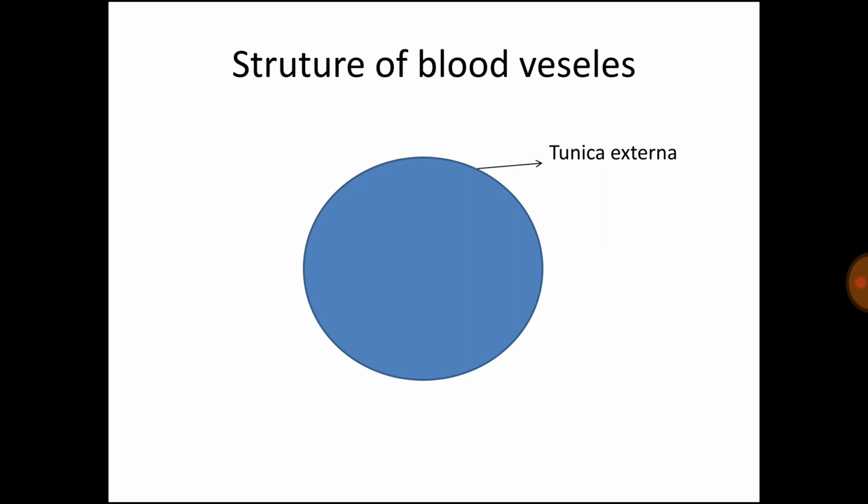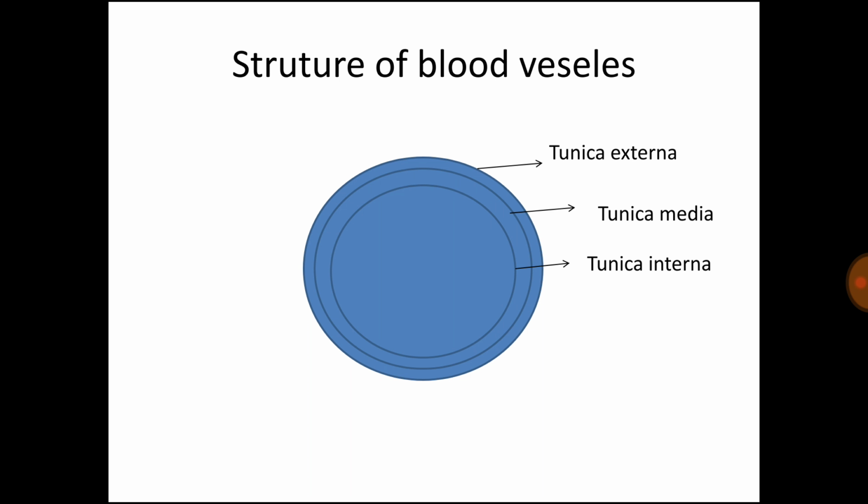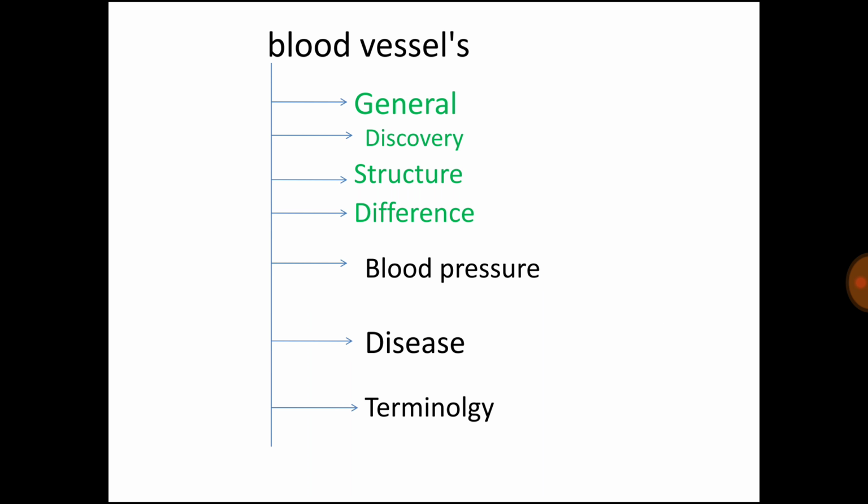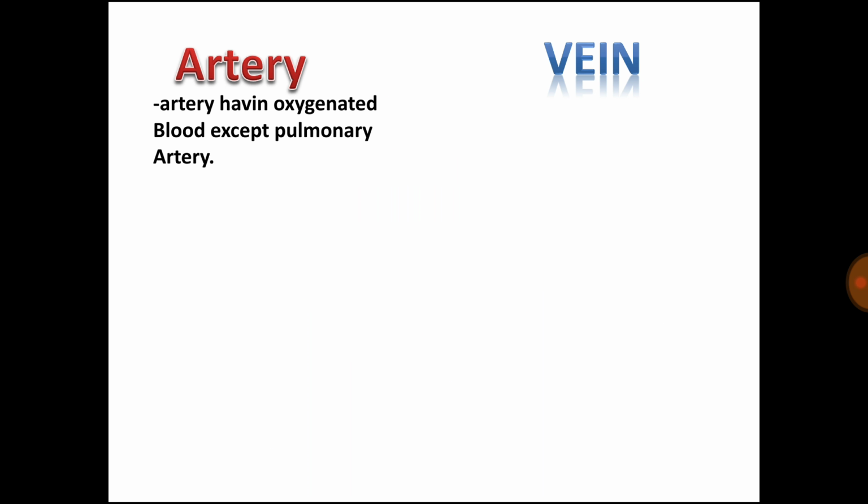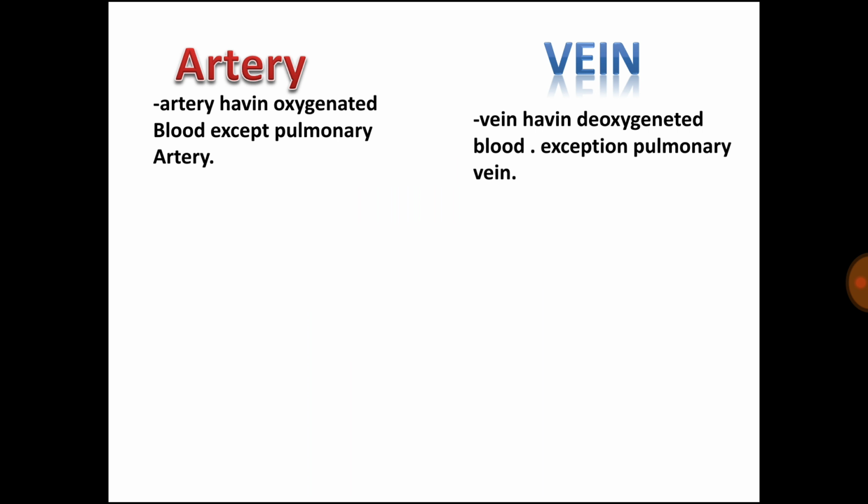And next is the structure of the blood vessel. The outer layer is known as tunica externa, the medial layer tunica media, and the internal layer is the tunica interna, and the inner hollow part is known as the lumen. Next, we're talking about the difference between artery and vein. An artery has oxygenated blood except the pulmonary artery, and a vein has deoxygenated blood except the pulmonary vein.